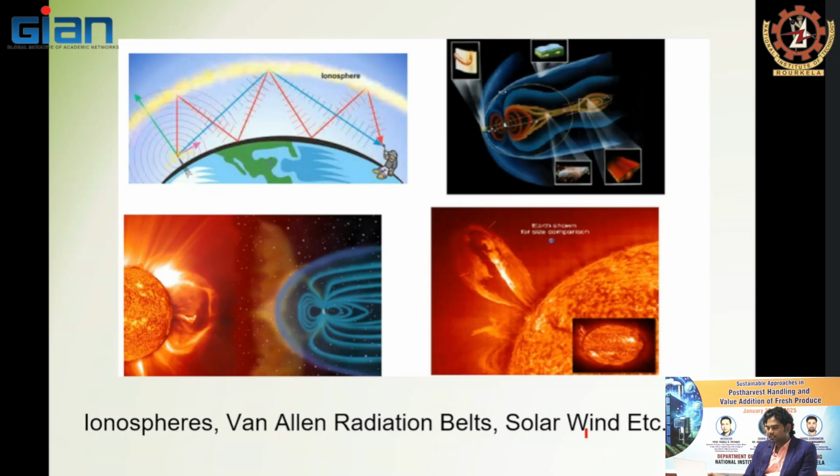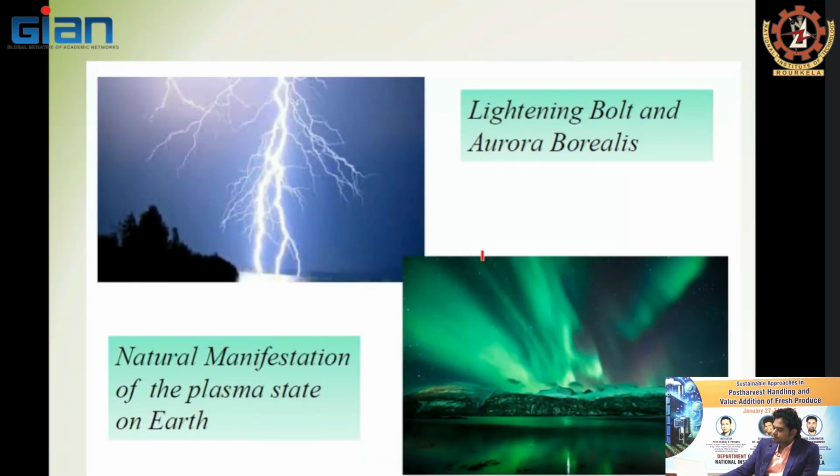And we have solar wind, that is also a form of plasma. And you can see the sun itself, the whole sun, is a ball of plasma, made up mostly of hydrogen gas. So it's a giant ball of plasma.